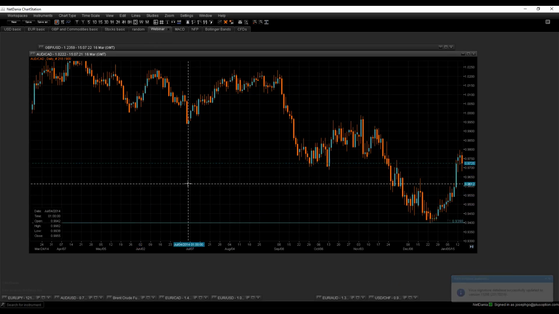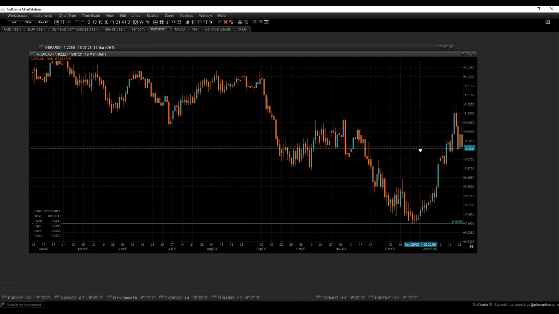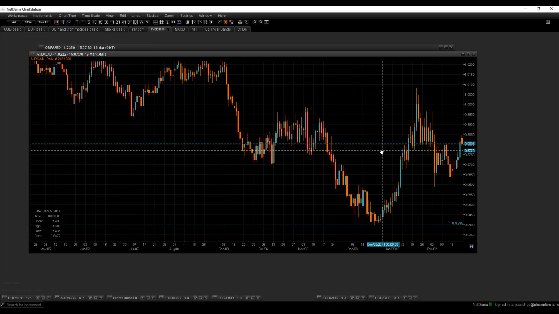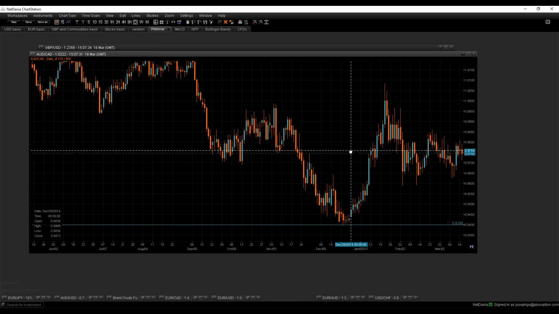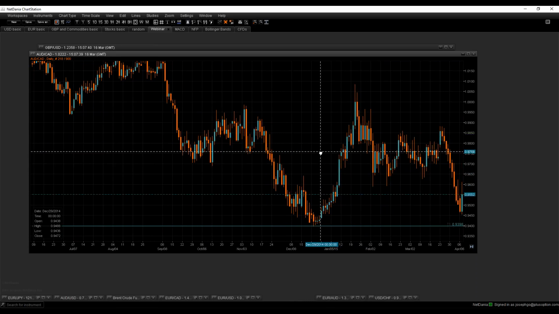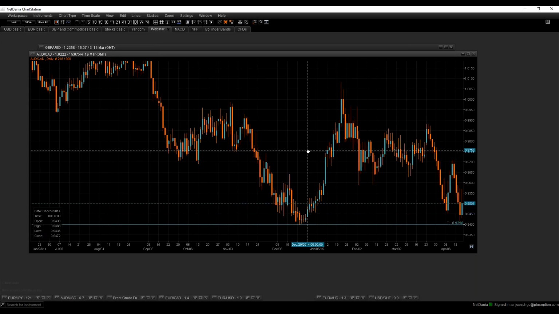Now that the support line is drawn, we would go along in time as if it is the present, and we're waiting for the price to come back down to the line, where it's going to do one of two things. One, it could bounce right off and reverse in the other direction, or it could break right through and continue in the same direction.